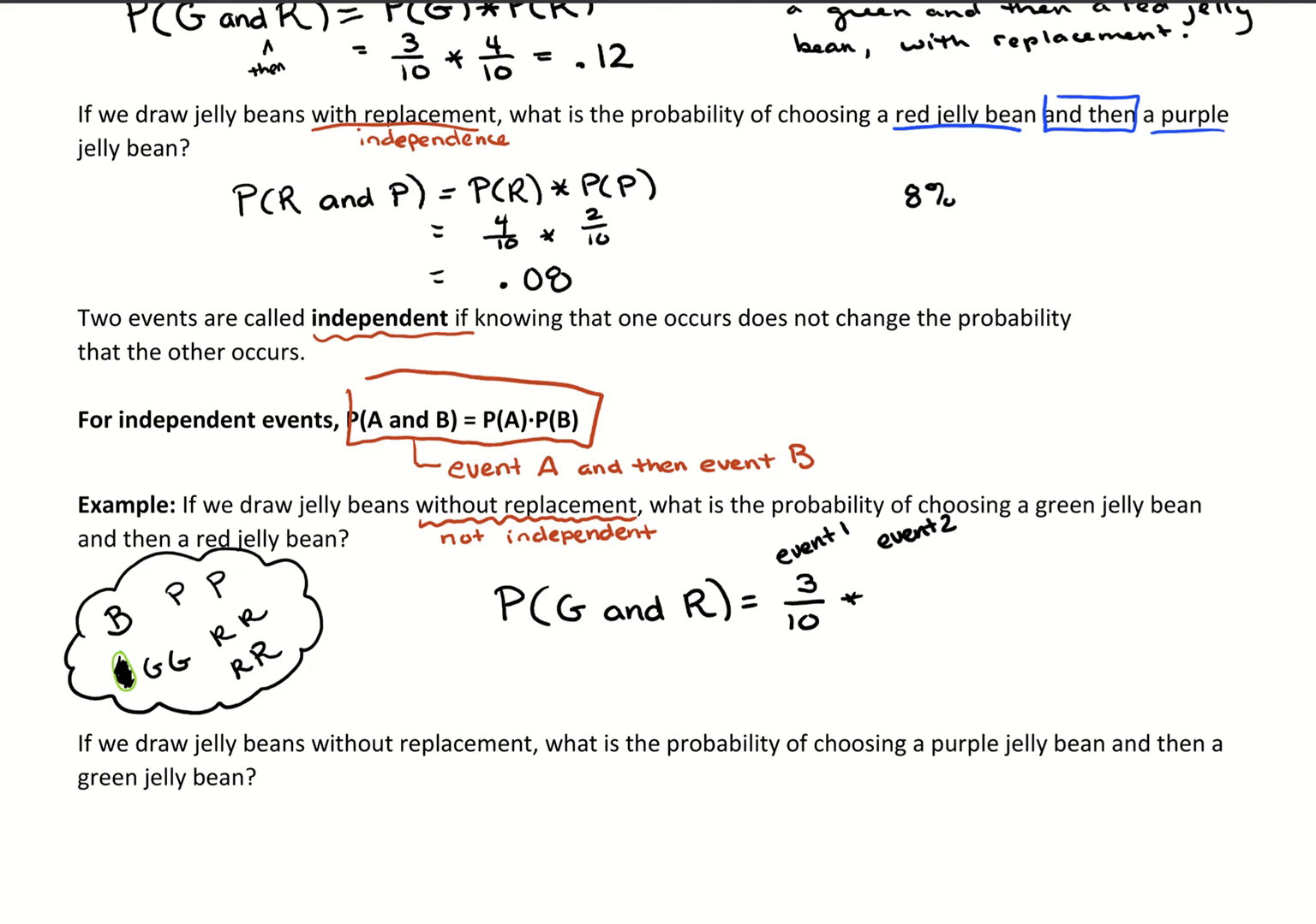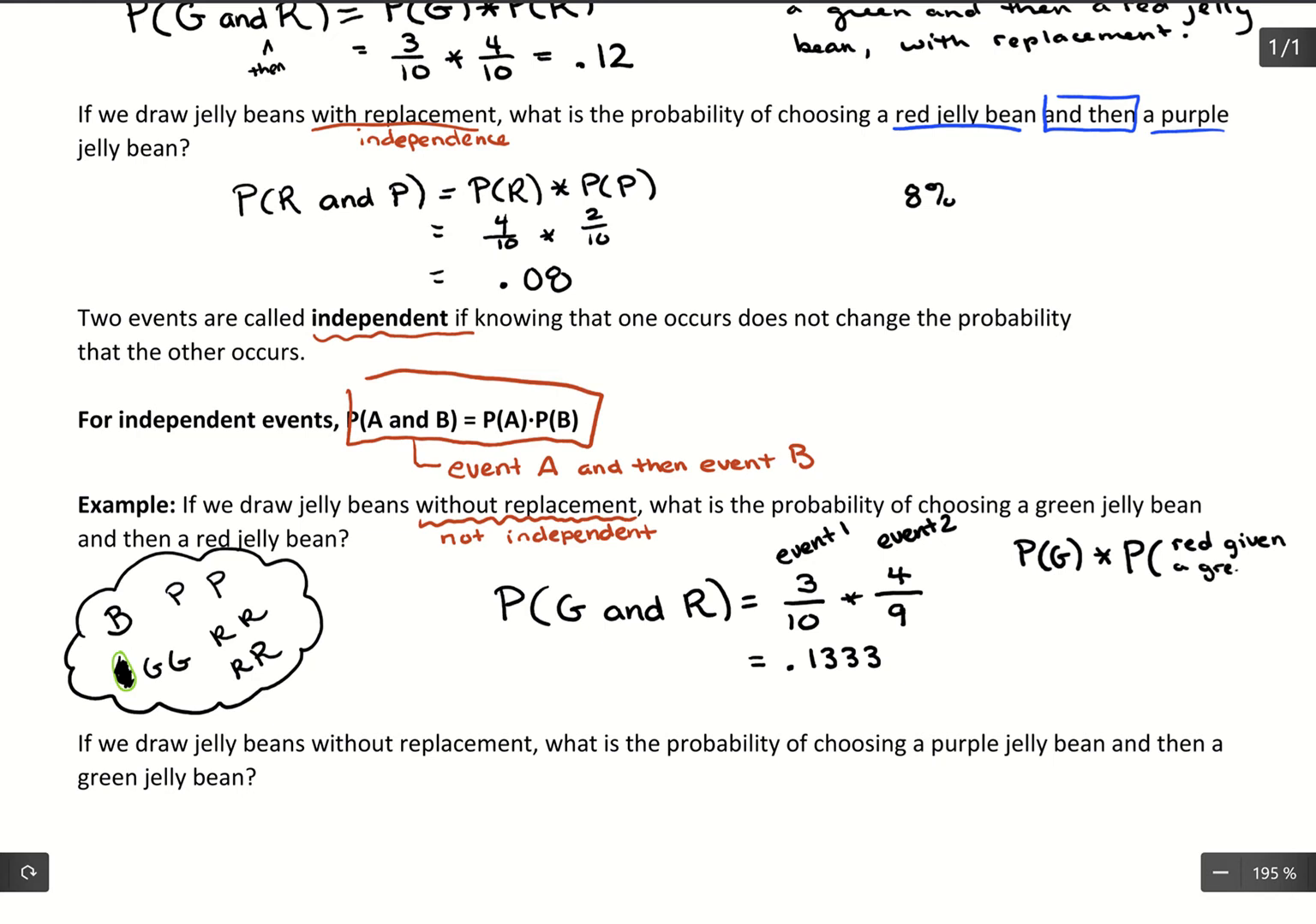So what we have is this new distribution of probabilities because we didn't replace it. We want to know the probability of red, and we want to think about the probability of red with this new bag, which would mean we have these 4 possibilities out of the 9 jelly beans, which would be 0.1333 when we multiply those together. But it comes out to this multiplication of the probability of green times this probability of red given a green was removed.